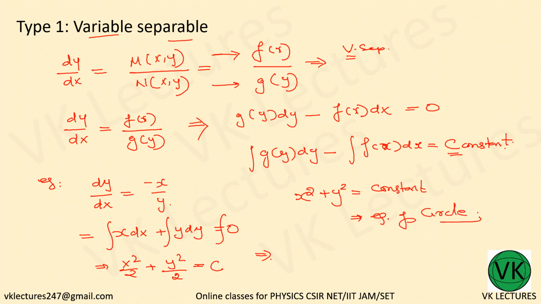In the general case, you will be asked to find out not the solution, they won't ask for the solution, but some points will be given. For example, 1 comma 1, at 1 comma 1 what is the value you are getting. So you have to put x equal to 1, y equal to 1 and find what the constant is. Something like that will be the question.